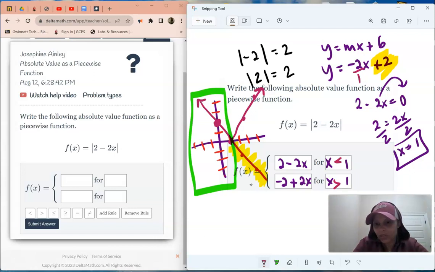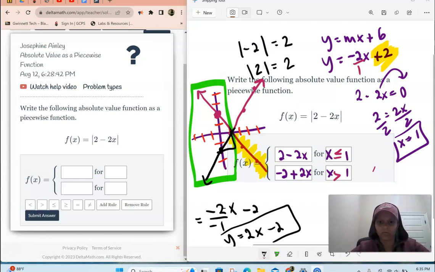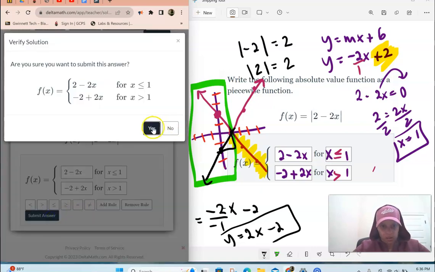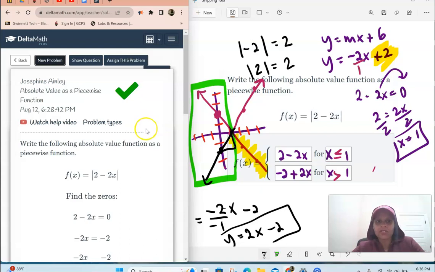Now, one of them has to be set equal to. It doesn't matter which one, so I chose that one. Okay. All right, so let's go ahead and put that in and see if we're correct. So 2 minus 2x. And then here is -2 plus 2x. And this is for values where x is less than or equal to 1. And this one is x is greater than 1 strictly. All right, so that's the algebraic way of doing it.